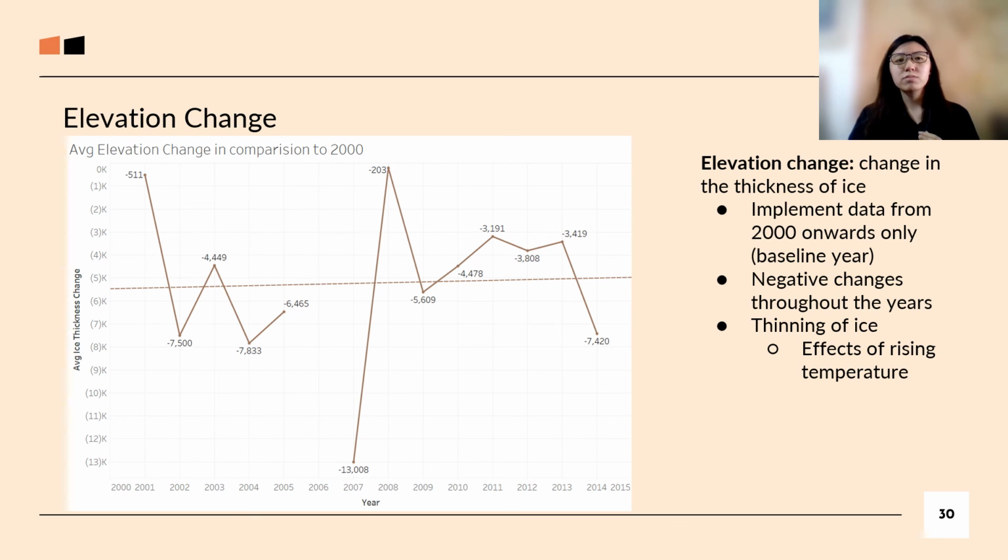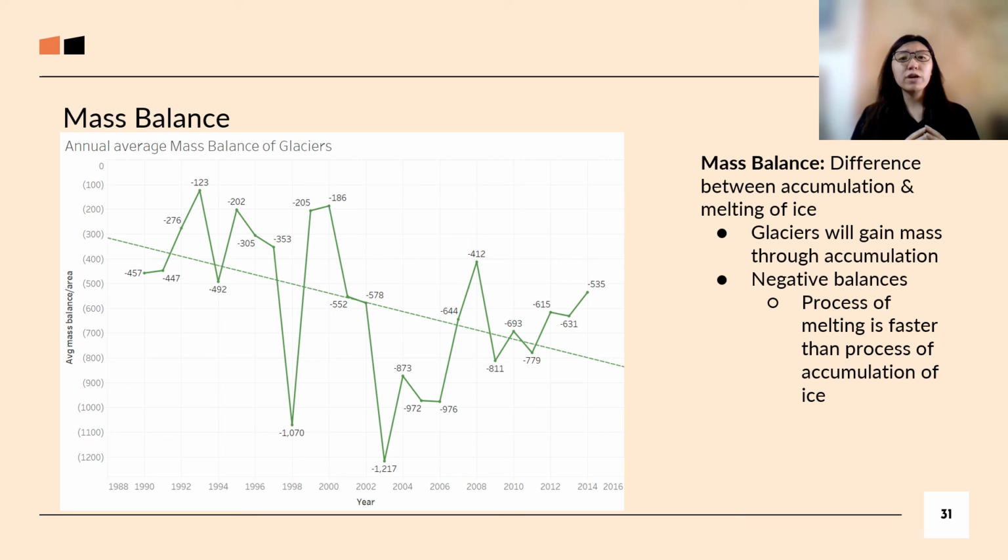So lastly, we'll look at mass balance, which is defined as the difference between the accumulation and the melting process. So we understand that a glacier will gain mass through the accumulation process, and with it having negative mass balances seen on the graph throughout the years, we can conclude that the melting of ice is faster than the process of the accumulation of ice.